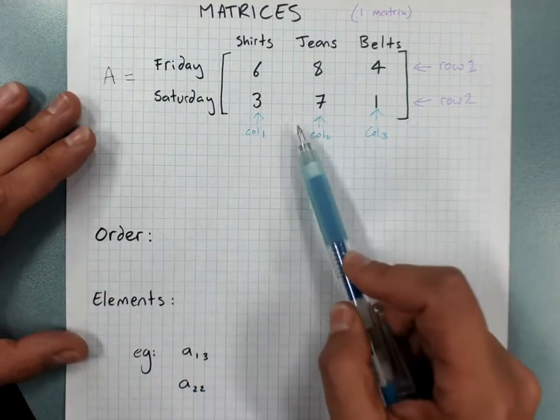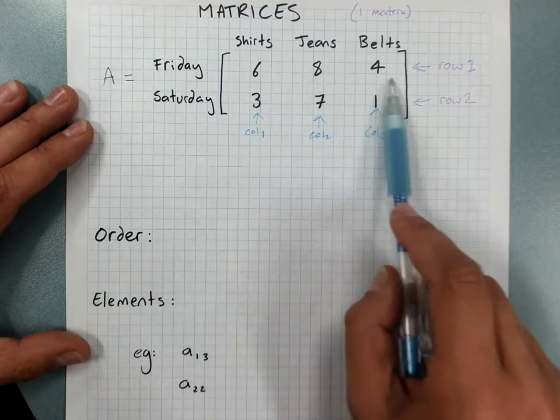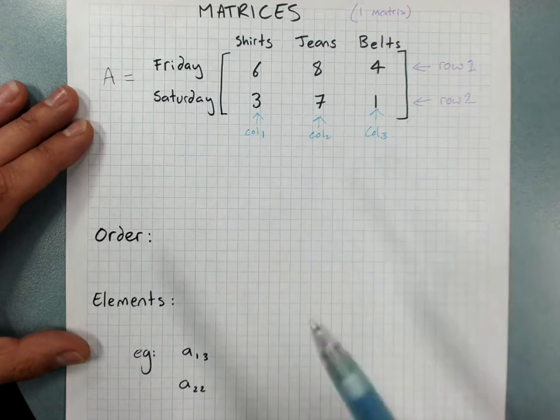So we can get a lot of information from a matrix, either looking at the individual numbers or at the sum of any row or any column, which will give us different parts of the information.